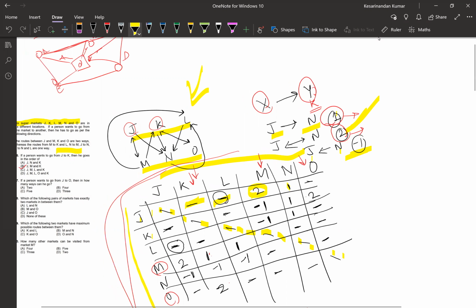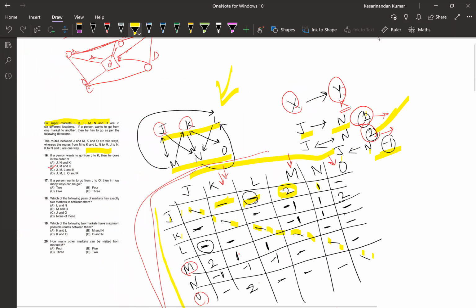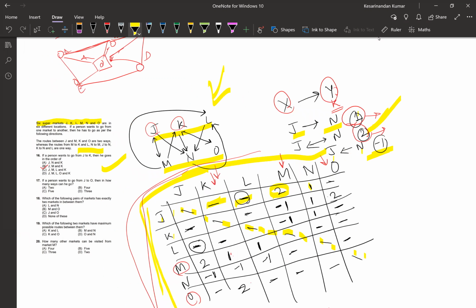And after that, then we start answering the questions. That's it. If you can complete the table, the questions become quite easy. I hope now it is understood by everyone. Anybody having any doubt?